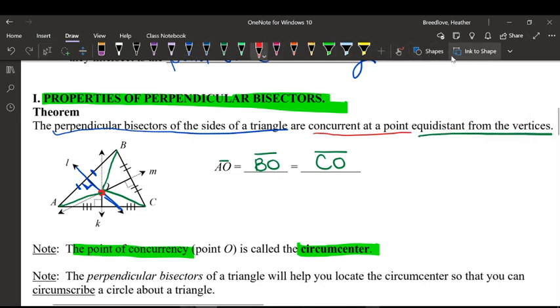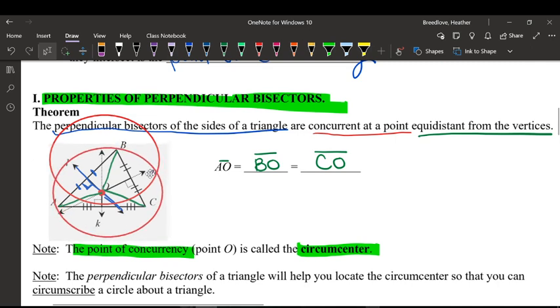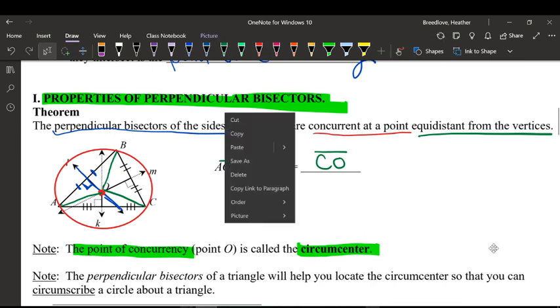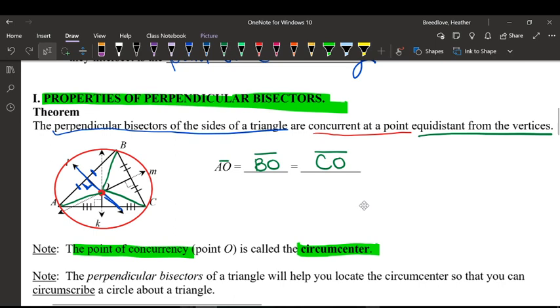Oh, I need this in red. So if I take the edges or the angles of the triangle and I put them on the edge of a circle, I circumscribe the triangle. That's circumscribed, and that point where all of the perpendicular bisectors meet, that is the circumcenter. It's the center of the circumference. Kind of makes a little bit of sense.